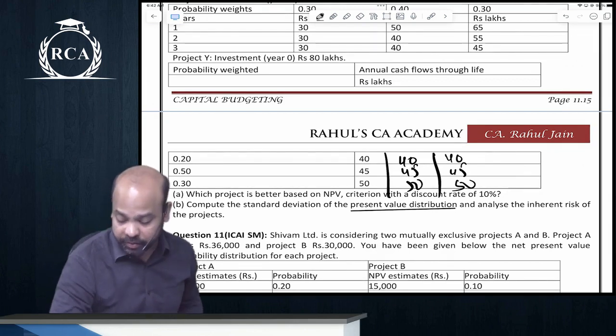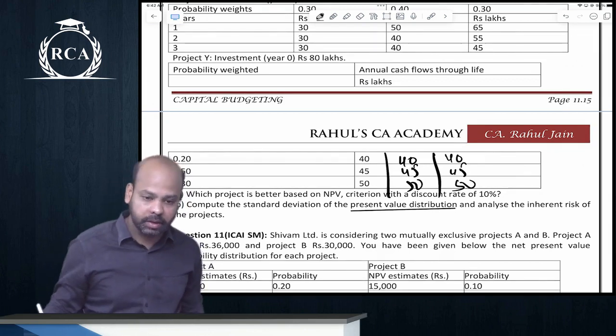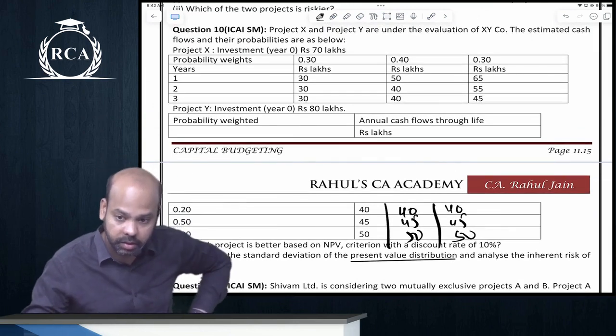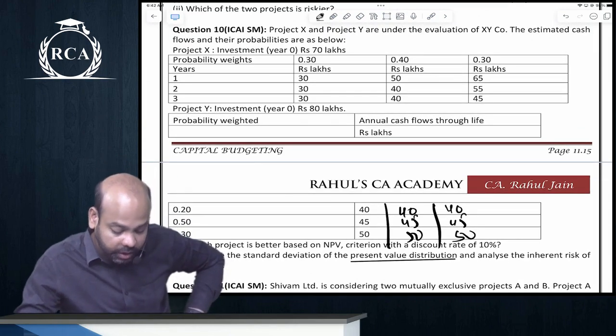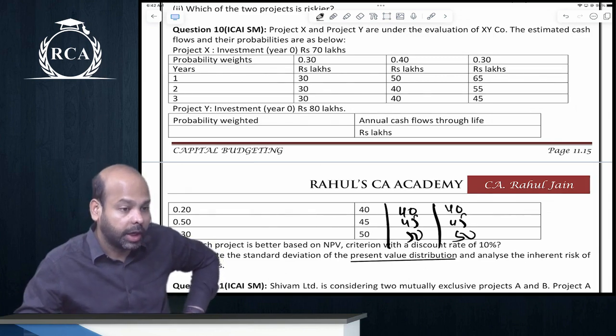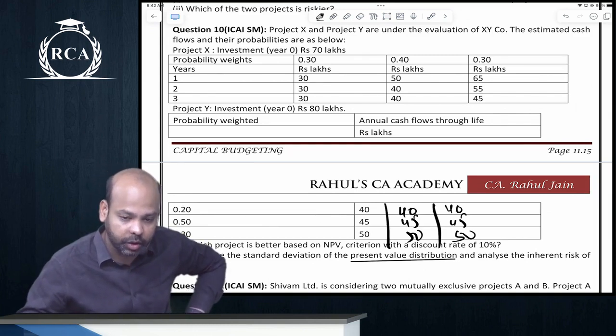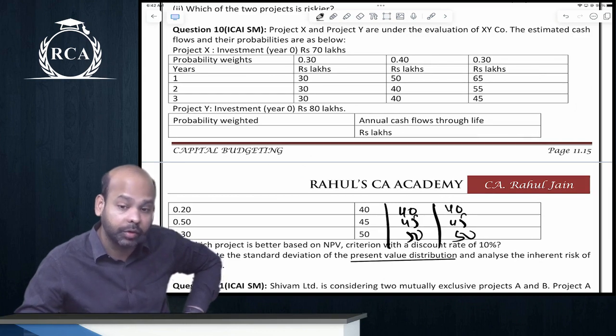Independent preceding year cash flows. ठीक है बेटा? Start guys. You know what is to be done, right? अगर तुम्हारे को स्टैंडर्ड डिविएशन चाहिए मतलब क्या करना है बेटा? एवरी ईयर कैश फ्लो का यू नीड स्टैंडर्ड डिविएशन. Every year cash flow ka you will need standard deviation. Without that you will not get standard deviation of the entire project.